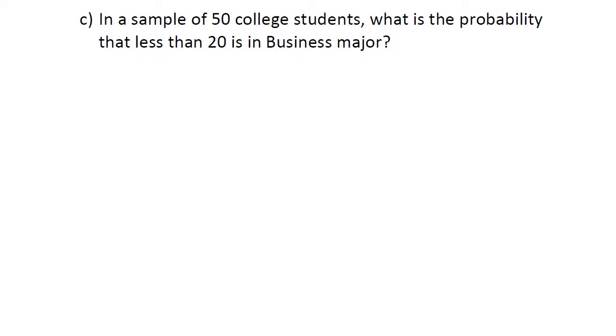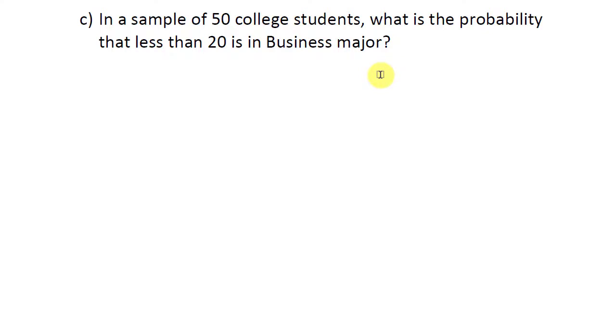All right, we are now at question C of our example 1, and this is the last part in our example 1. Question C is independent of parts A and B that we have done previously. So let's spend some time reading through the wording of part C in our example 1. In a sample of 50 college students, what is the probability that less than 20 is in business major?